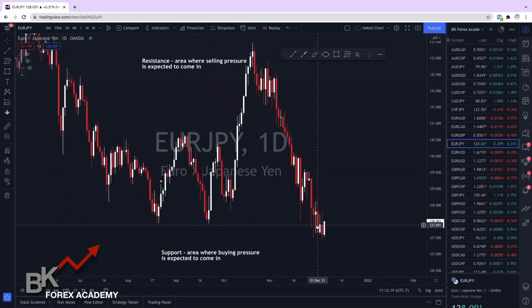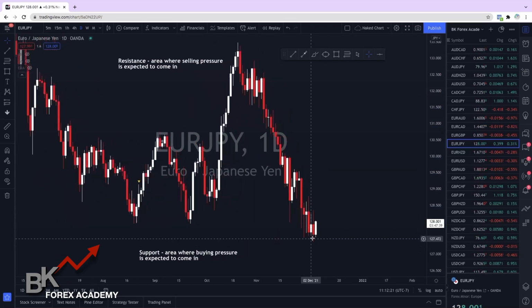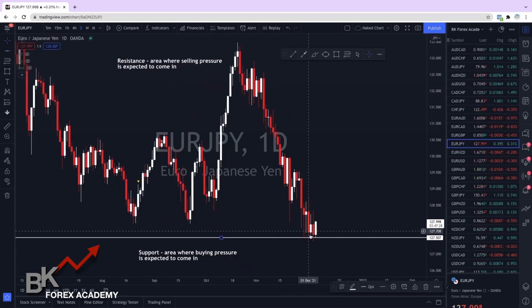One of the things I see here on the daily is our most recent area of support. When you think of support, think of it as a floor that's holding you up. This would be our floor, and you can see the market came here multiple times, stopped, and bounced off of it. Let's say that this is you standing on the floor, and you have a ball. You're going to throw your ball up to the ceiling.